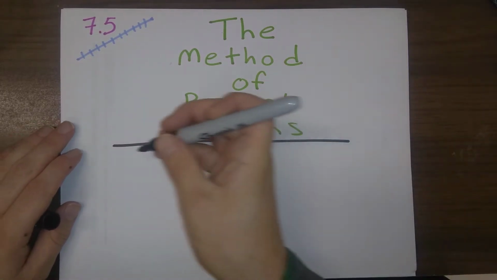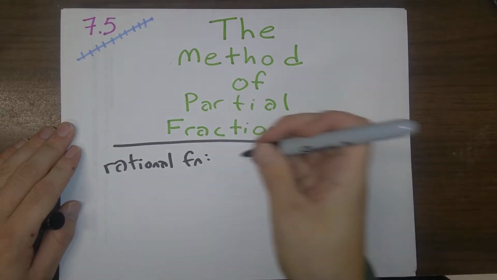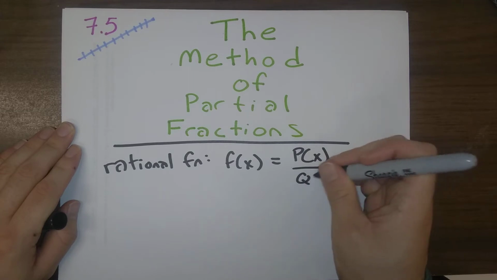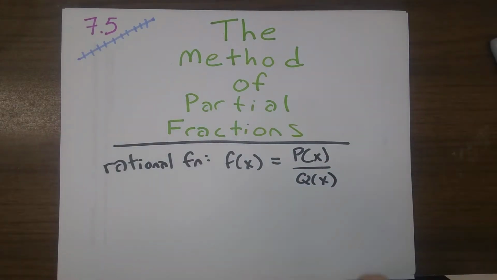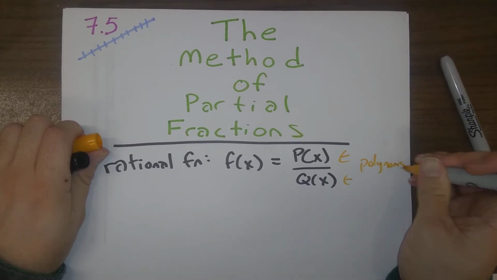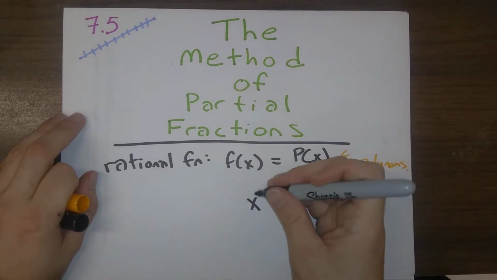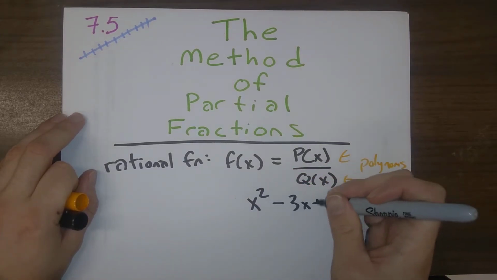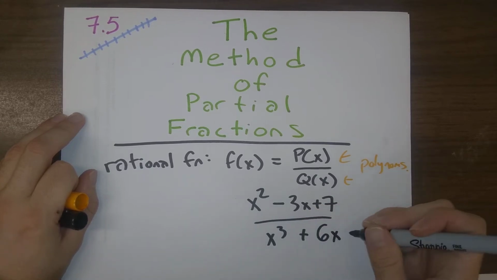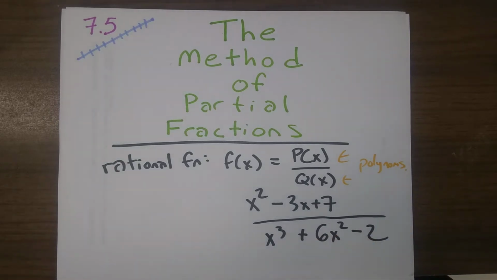So a rational function is something, let's say f of x is p of x divided by q of x, where these are both polynomials. So for example, here is a rational function: x squared minus 3x plus 7 over x cubed plus 6x squared minus 2. This is a rational function.